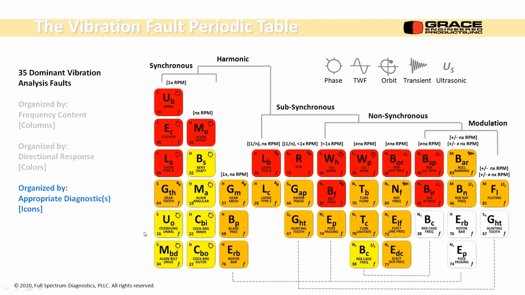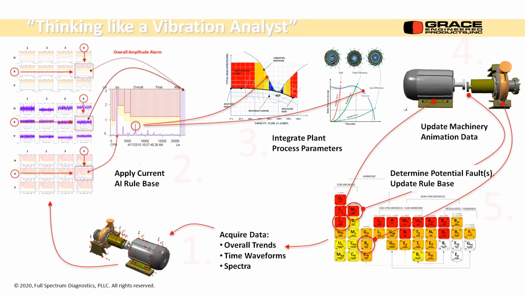So 2 sorting mechanisms, frequency group and directional response, and then the icons themselves are telling us what to do next and how to narrow it down. Thinking like a vibration analyst, this is kind of how the process works, and it's evolving, okay? All this wireless transducers and cloud data and AI systems, there's going to be a little bit of time before it's perfect, but this is the kind of stretch we're looking for.